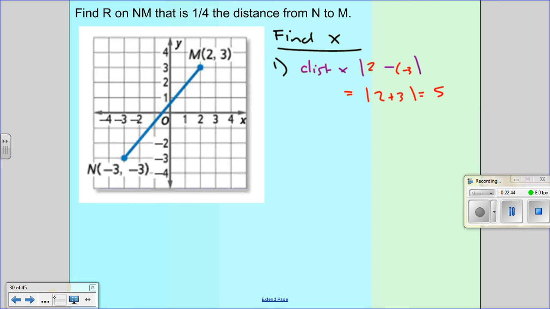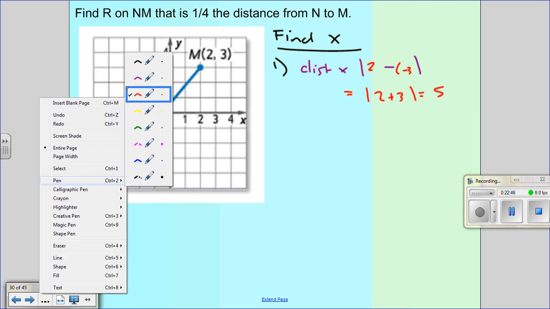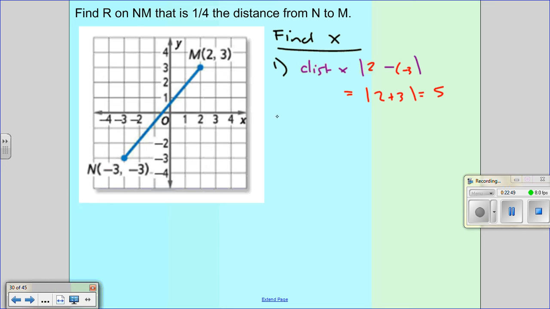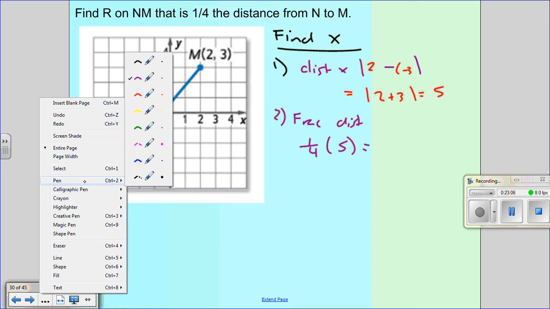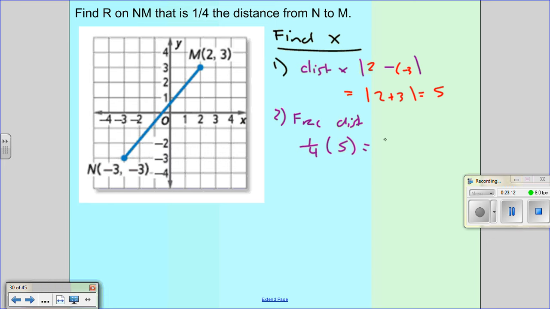Then the second step again is to find the fractional distance. So you're going to take the 1 over 4 times the 5, which will give you 5 over 4, which is equal to 1.25.